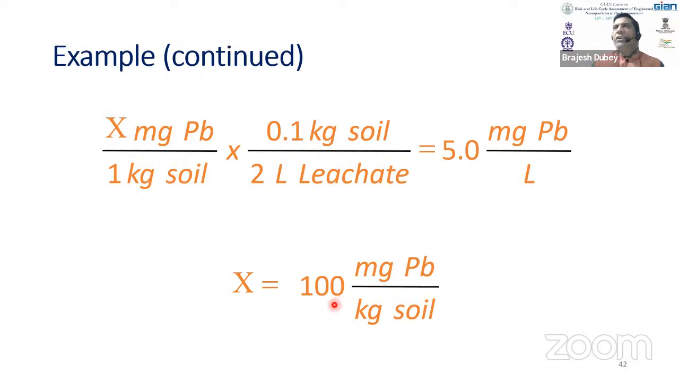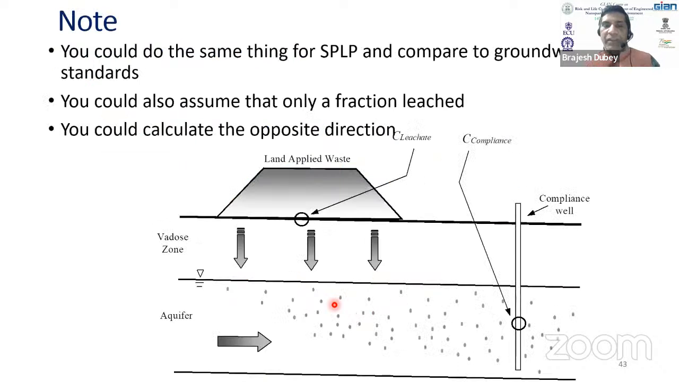So if the concentration is below 100 milligram of lead per kg, we don't have to go for this leaching test. We can just say it will not be a hazardous waste. So if we know the total concentration, we can say that the chance of it being a hazardous waste is not there, because the concentration is less than 100. If it's more than 100, of course, we should go for all those tests.